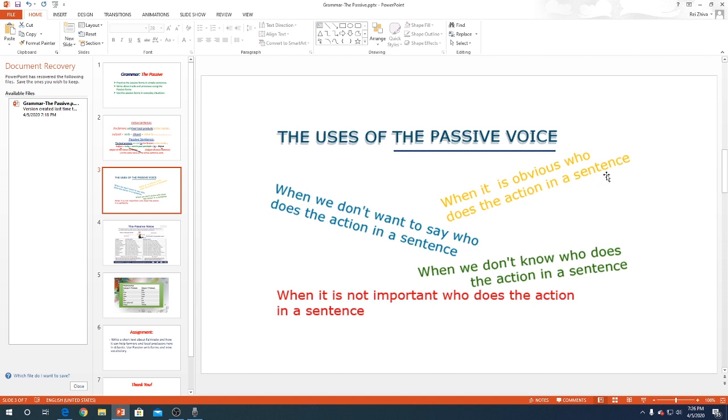When it is obvious who does the action in the sentence, and when it is not important who does the action in a sentence.